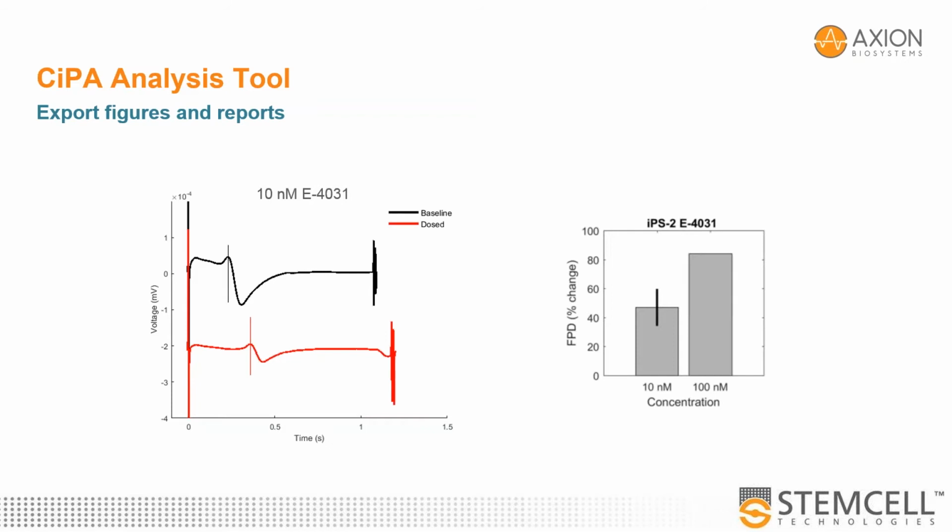For example, this figure shows the baseline beat waveform in black and the beat waveform after dosing with 10 nanomolar E4031, a hERG blocker like Enzo showed, in red. We can see that E4031 increased the FPD. The SIPA analysis tool also generates figures like you see here on the right, which shows the percent change in FPD after dosing with E4031 at different concentrations. Higher doses caused a greater prolongation in FPD.